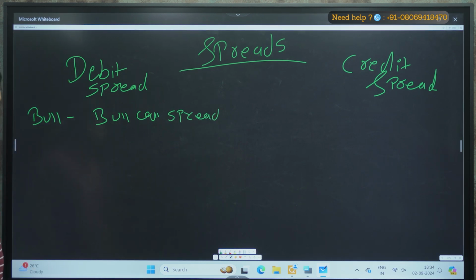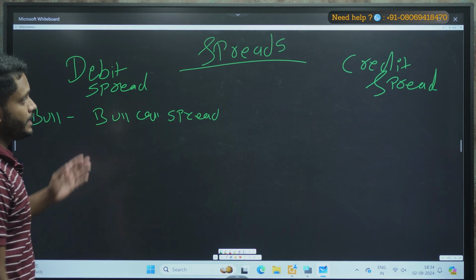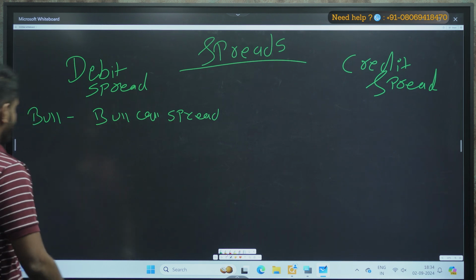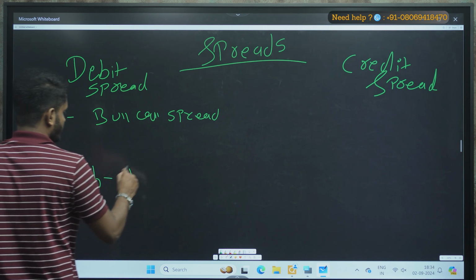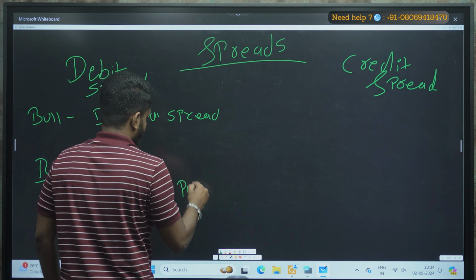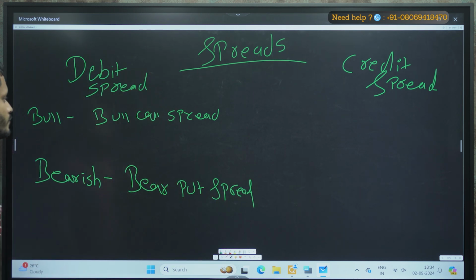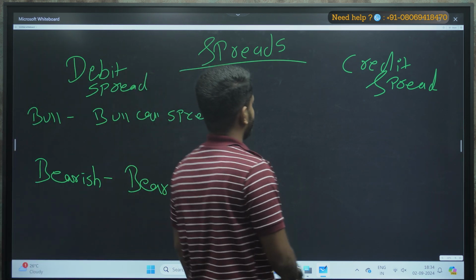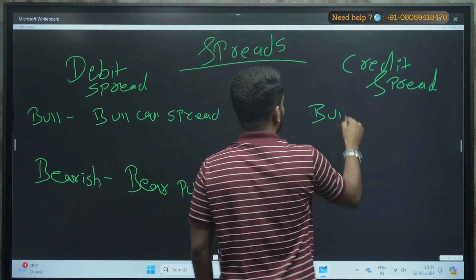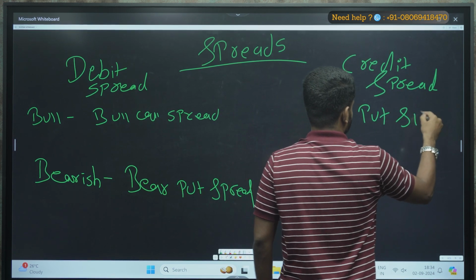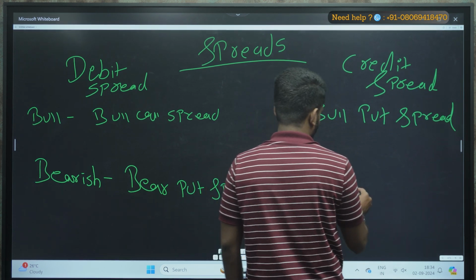If you want a detailed video or if you want to know more about these spreads, I'll show you how you can learn more about them. Say for example, if you are bearish, we go with a bear put spread. If you are bullish, we go with a bull call spread. If you are bearish, we go with a bear put spread. And in case of credit spreads, if you are bullish, instead of a bull call, we go with a bull put. And if you are bearish, instead of going with a bear put, we go with a bear call.